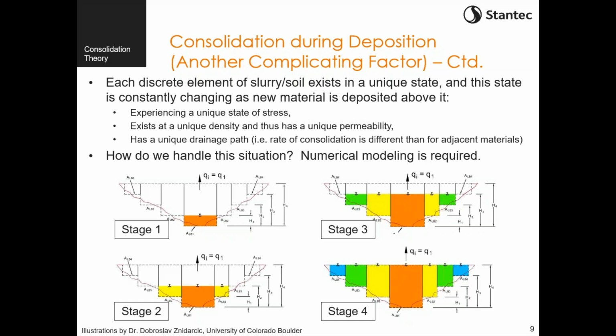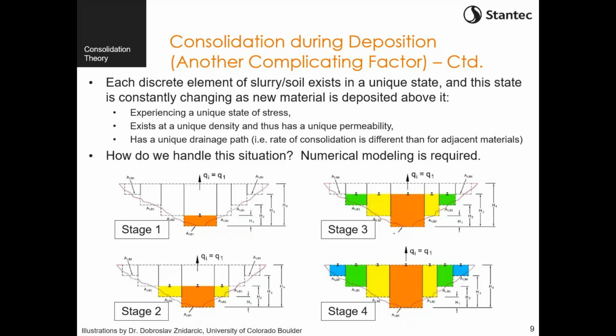Specifically, each element is under its own unique effective stress. It exists at its own unique density based on that state of stress and based on how much it's consolidated already. And it also has a unique drainage path. So the water escaping from that little soil element might have to travel through 10 more elements or 10 million more elements to get to the surface or to get to some point where it can drain freely. So how do we handle this situation? Well, ultimately, we need some kind of a numerical method to help us out. And that's what's shown down at the bottom of the screen here. We call it a pseudo three-dimensional numerical model.